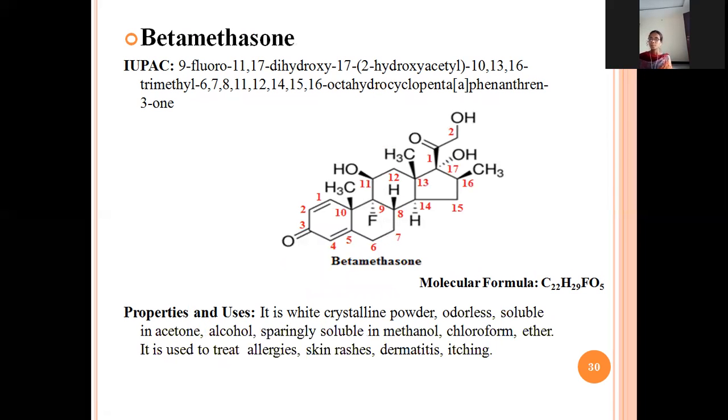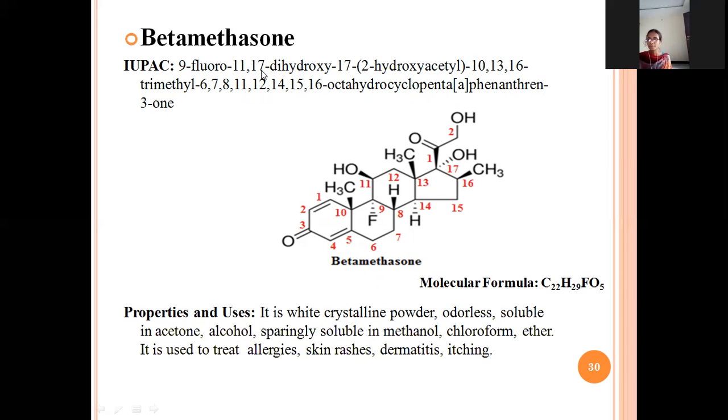Next one, betamethasone. This is the structure and this is the IUPAC name. It is 9-fluoro, 11 comma 17 dihydroxy, 17 2-hydroxyacetyl, 10 comma 13 comma 16 trimethyl, 6, 7, 8, 11, 12, 14, 15 and 16 octahydrocyclopentane phenanthrene 3-one. I will repeat it again.